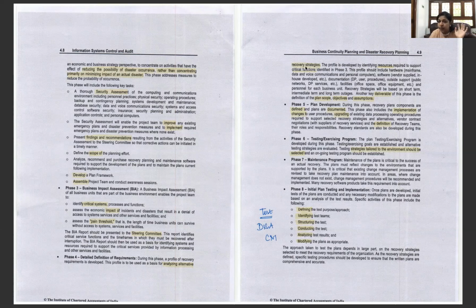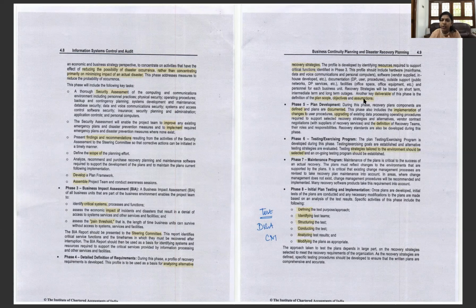A disaster has happened, so you should have alternative recovery strategies and the resources required for the critical functions. The resources could be hardware, people, documents, or facilities. These are the resources for the critical functions. What is the deliverable? It is the definition of plan, scope, objectives, and assumptions. Because this is the detailed definition of requirements phase, the deliverable here is the definition of plan, scope, objectives, and assumptions.